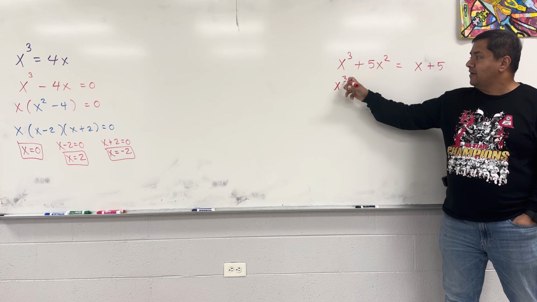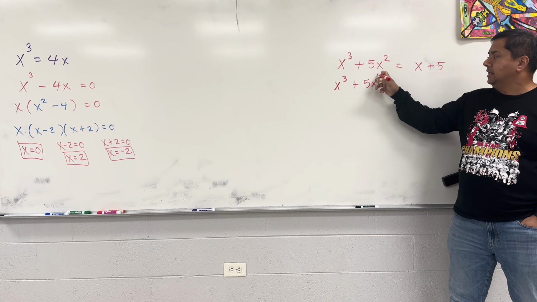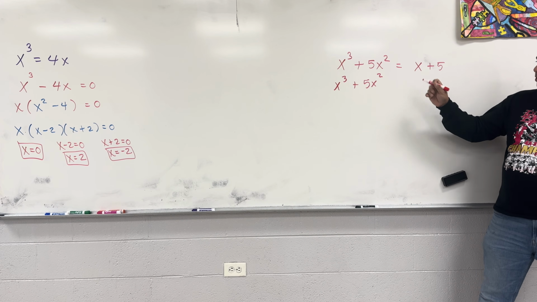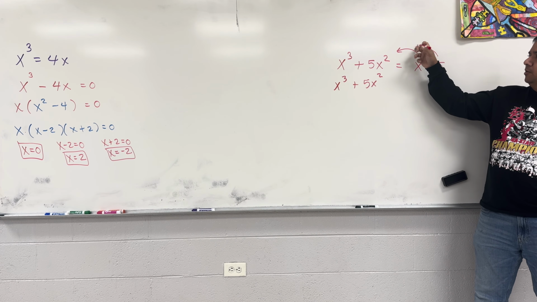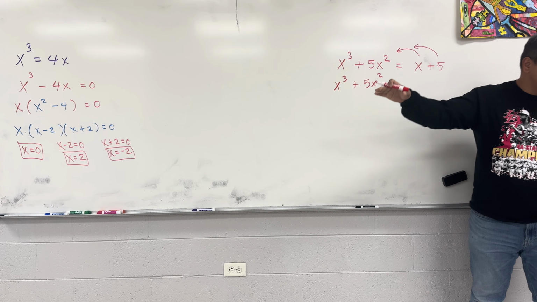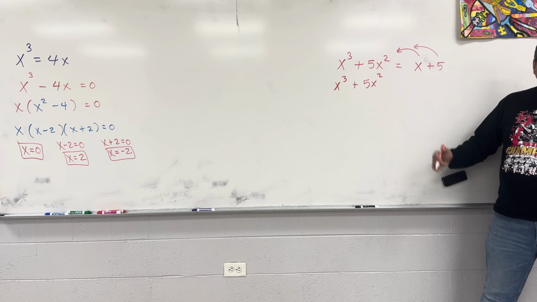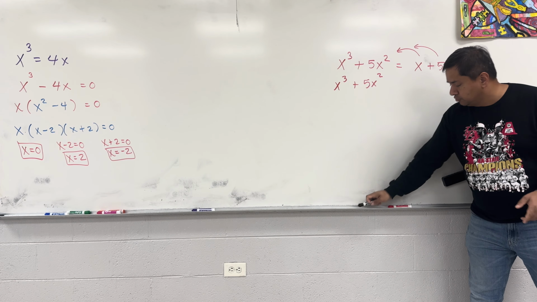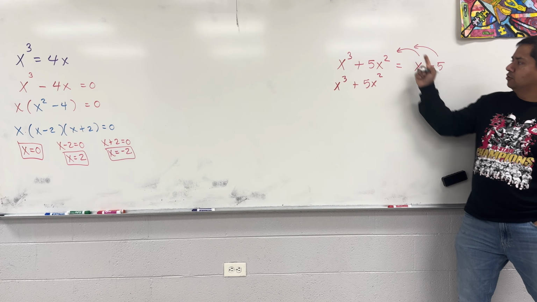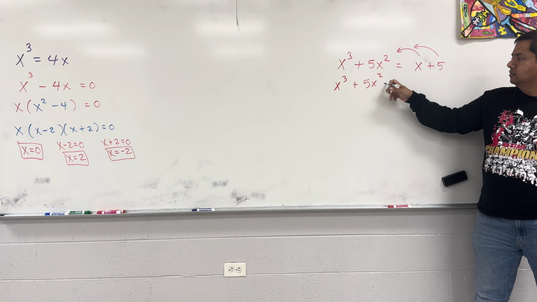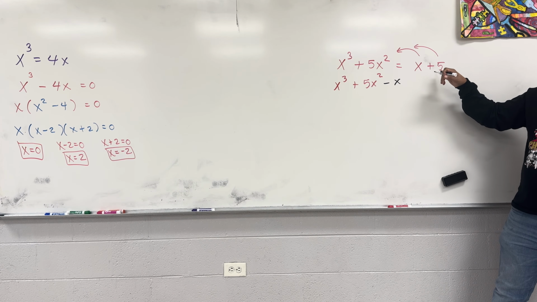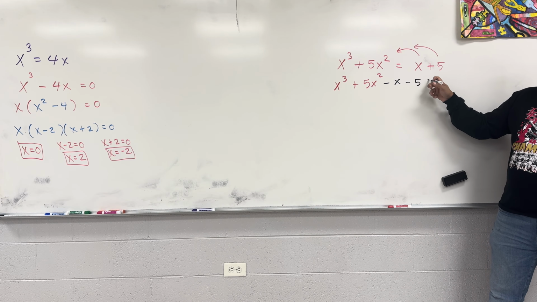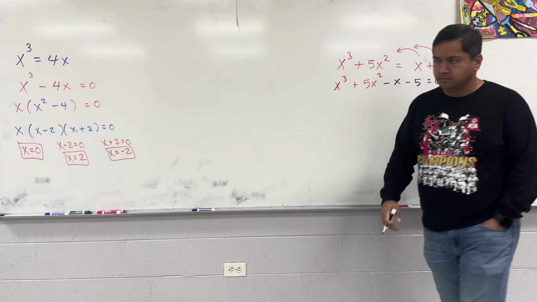This is still factoring. That means I need a 0 on one side of the equation, right? Which also means I need to take these 2 and move them to the left side, possibly, right? Is that fine? Everybody okay with that? So let's do one at a time. What happens to this x when it goes to the left side? Becomes negative x. Good. What happens to this positive 5 when it goes to the left side? Negative 5, and I get a 0, right?